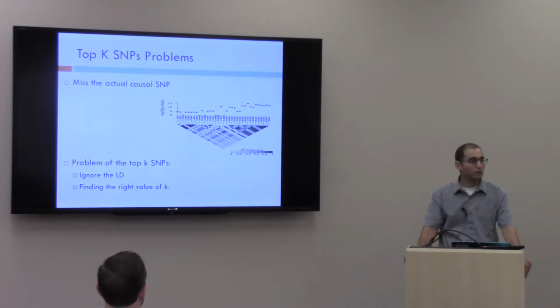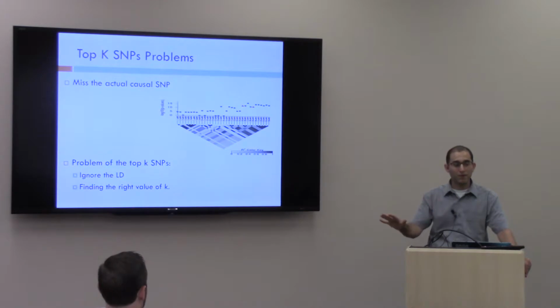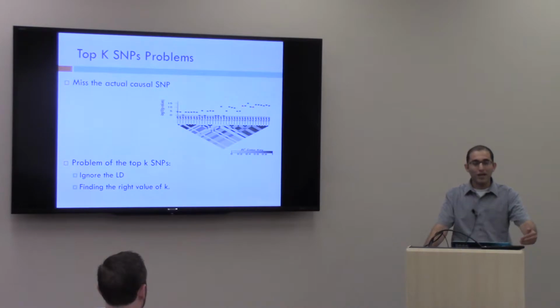Another problem with the top k method is that it ignores the LD. No matter what the LD is, the top k algorithm will always give the same answer. So it's ignoring the LD. And the other problem is that finding the right value of k is very hard. If you want to know the right value of k, you should know which variants are actually causal. And in that case, you already know the answer.